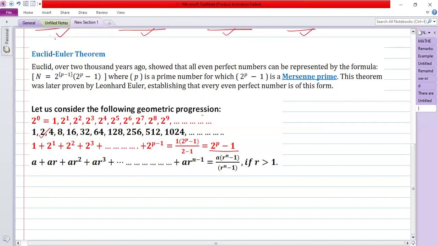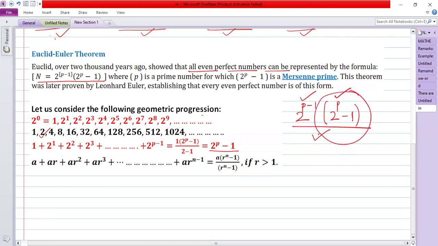So here is the Euclid-Euler theorem. This theorem simply says that all even perfect numbers can be represented by this formula: they are of the form 2 raised to power p minus 1 into 2 raised to power p minus 1. Here, p is a prime number such that 2 raised to power p minus 1 is also a prime number.